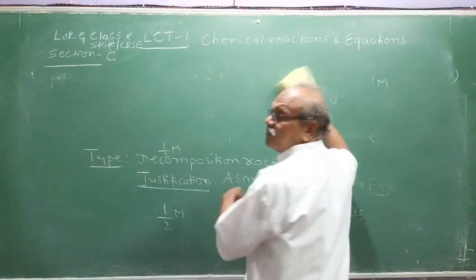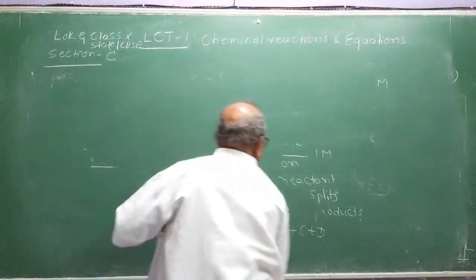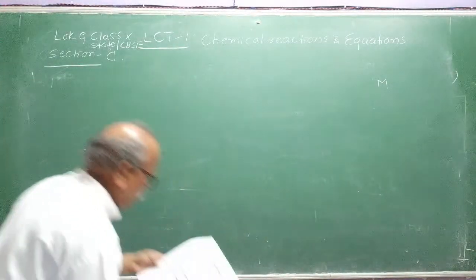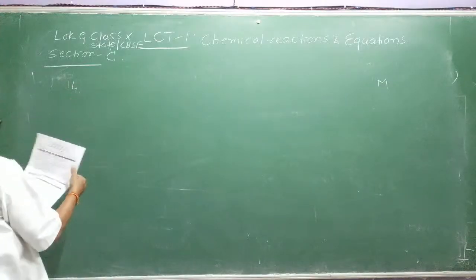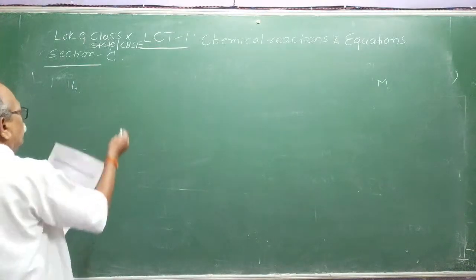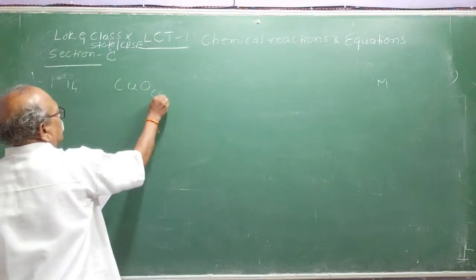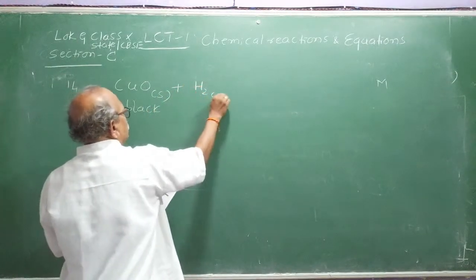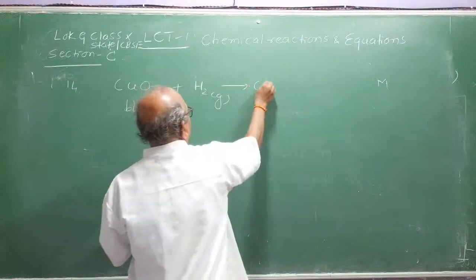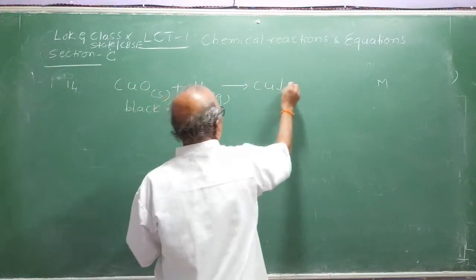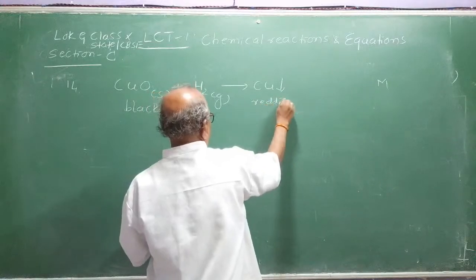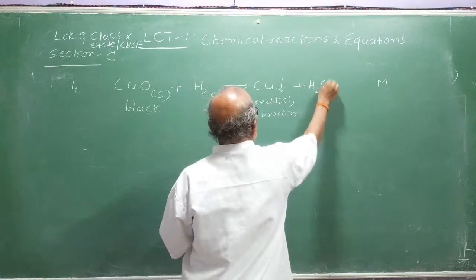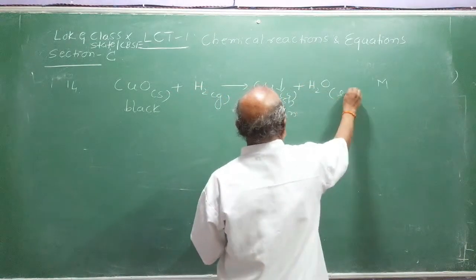Now the last question, question 14. Dry hydrogen gas is passed over heated black cupric oxide. Just now you learned the same reaction. This is black colored cupric oxide, plus dry hydrogen gas is passed. You know that cupric oxide reduces to copper, reddish brown, and H2O, this is solid, H2O liquid.